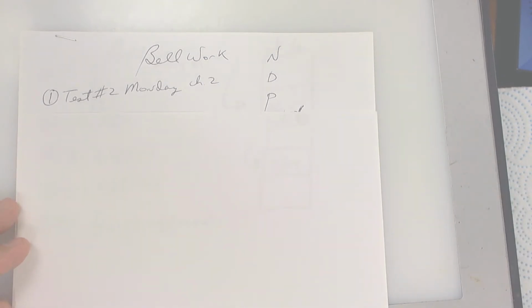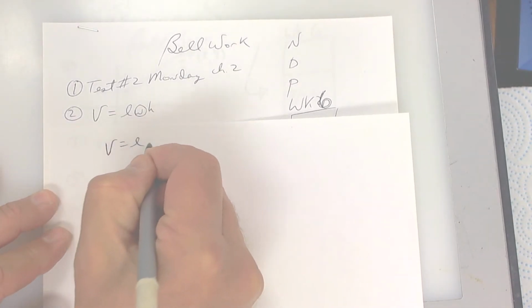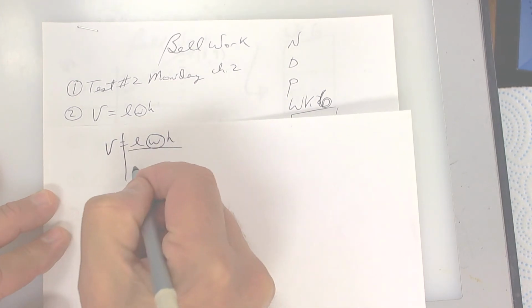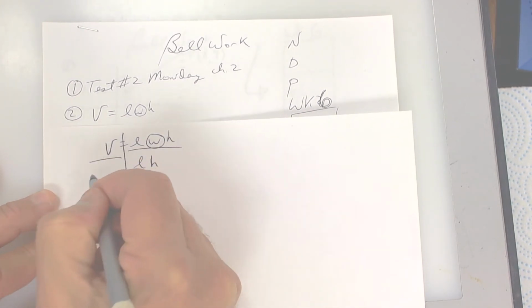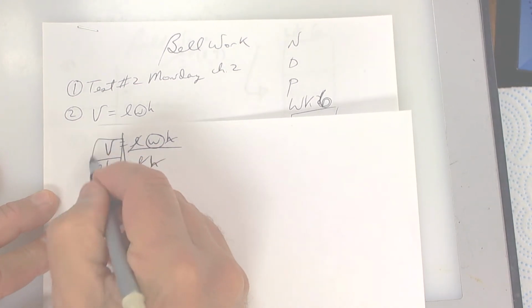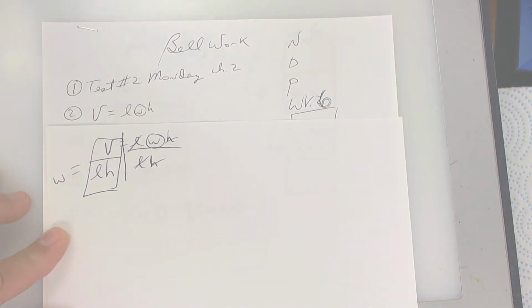All right, look up here. Test number 2 is Monday. Solve for W. Well, you're multiplying, so all you have to do is divide by LH. And you can do it all at one time. So your answer is right here. That is equal to W.